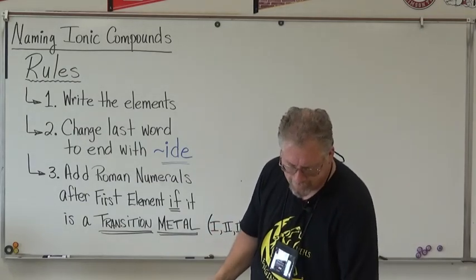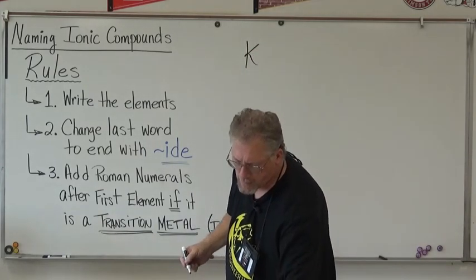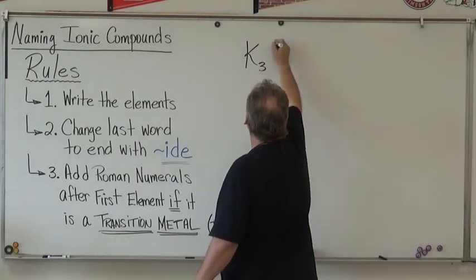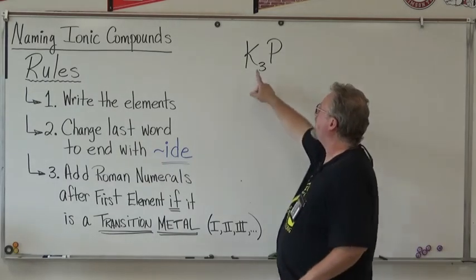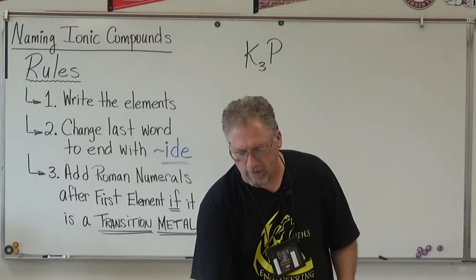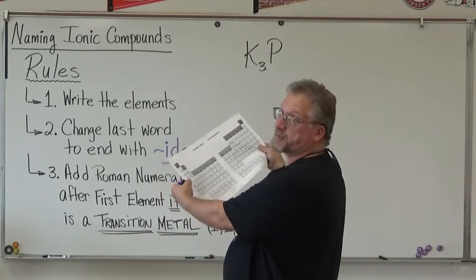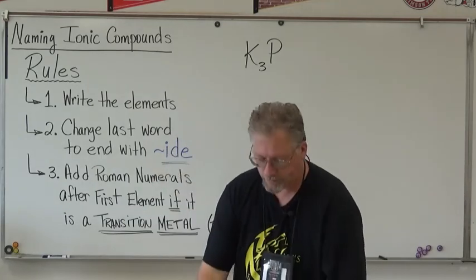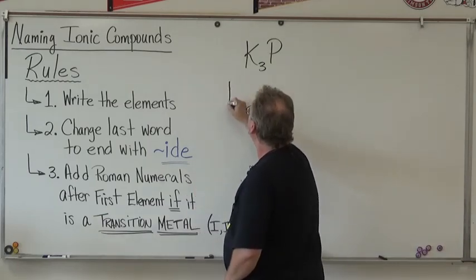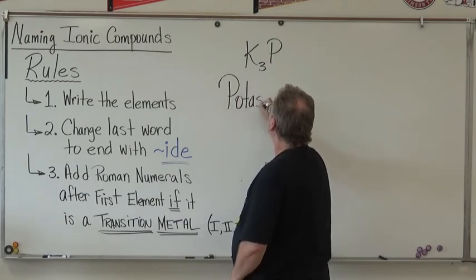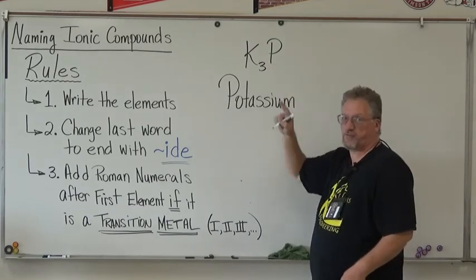Let's try K3P1. Okay, again, I won't write the 1 down. So K, what is that one? Right, gotta look that up. K is right there on the far left. It's not a transition metal, by the way, just for future reference. K is potassium. Potassium. Okay, so write that down. Step number 1. Potassium. And what's P? Phosphorus, right?